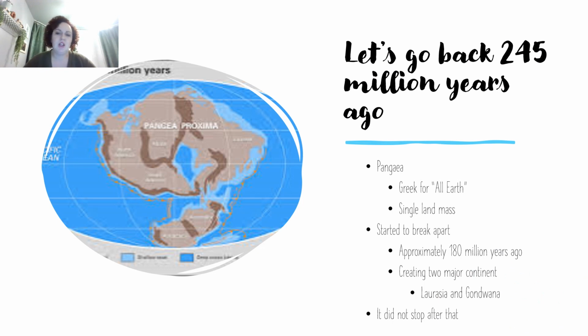So, a little recap from last time. Let's go back 245 million years ago, where we have Pangaea, or all Earth in Greek, a single landmass, and then about, what did we determine, 65 million years later, it starts breaking up into 2, to where then you have Laurasia and Gondwana, and it didn't stop, obviously, because we no longer have those 2 supercontinents.